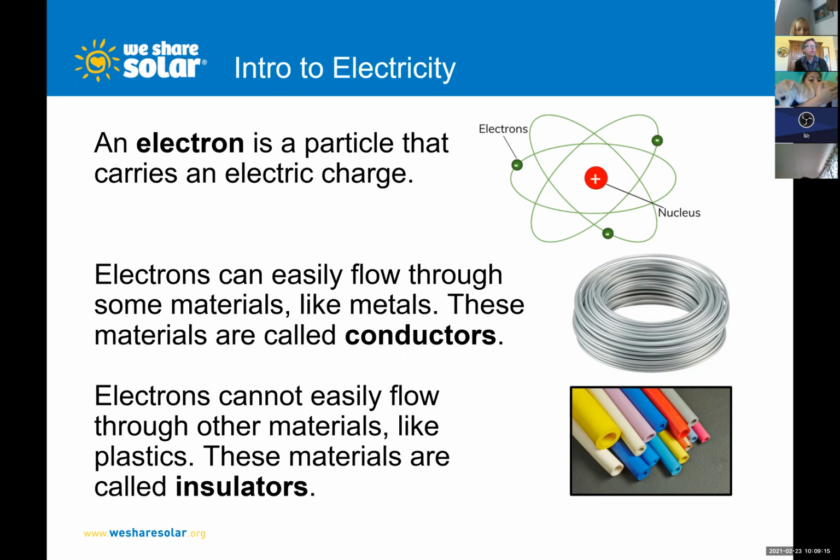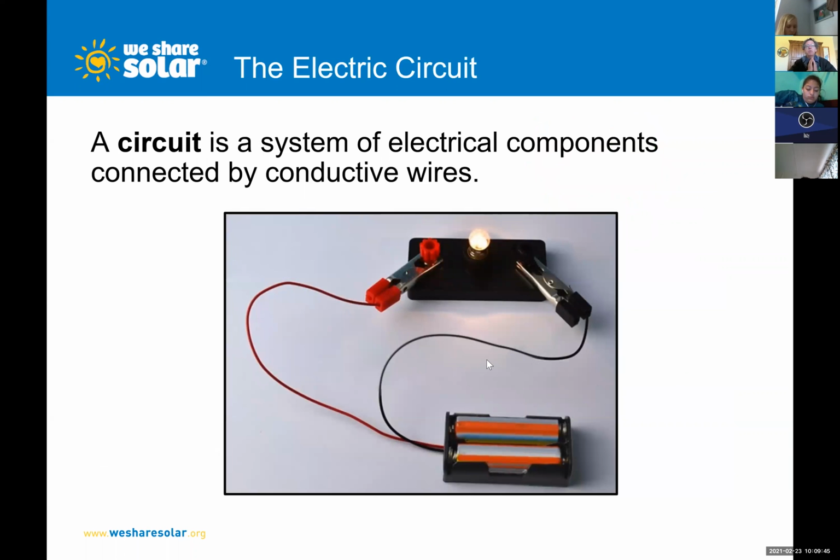This picture has a spool of wire, and it also shows you some materials that stop electrons from flowing through them, and they're called insulators instead of conductors. That's like plastic. So if you've ever held a piece of wire, like when you plug something in, there's a plastic coating on the outside, and on the inside, there's a wire, or one or more wires, that carry the electricity along. A circuit is a system of electrical components connected by wires.